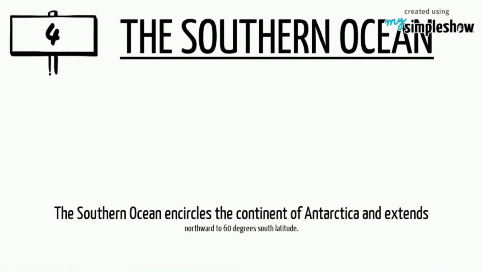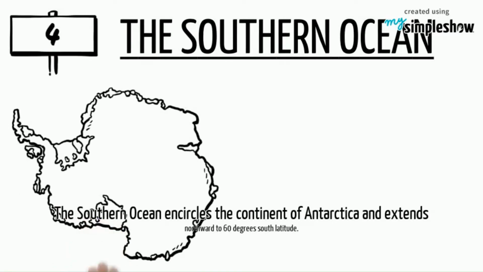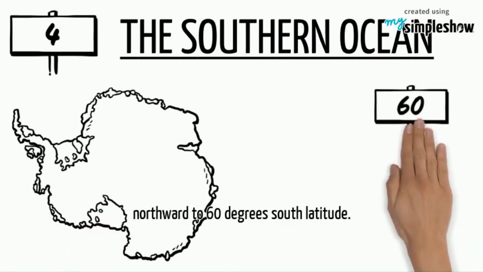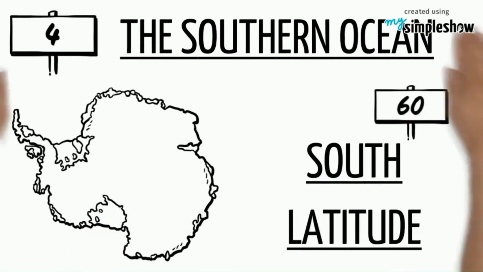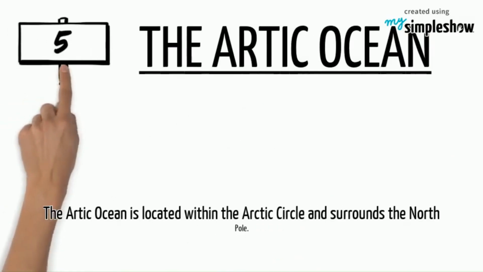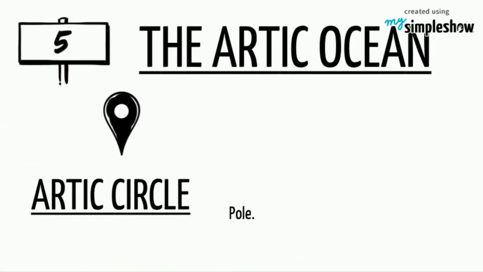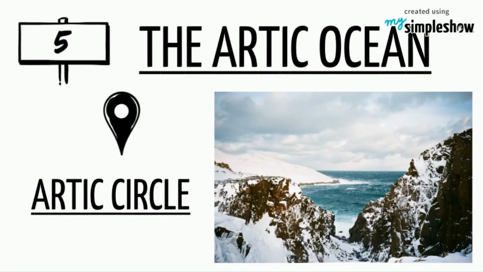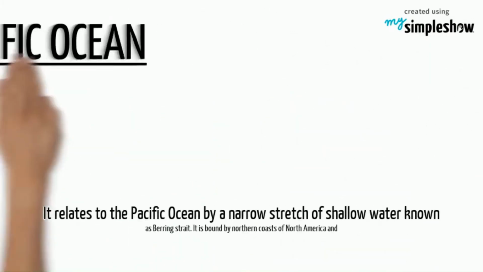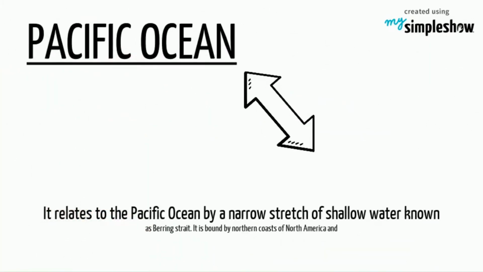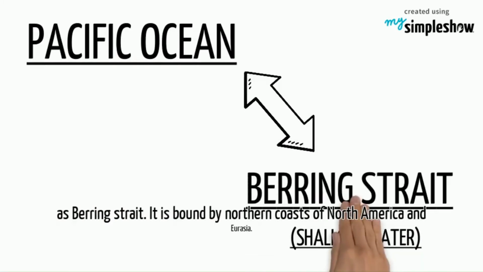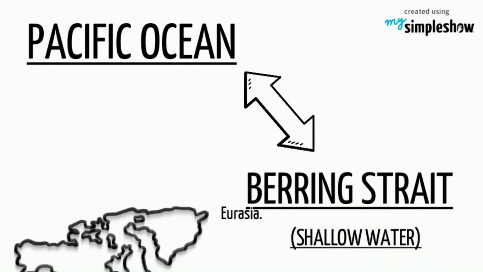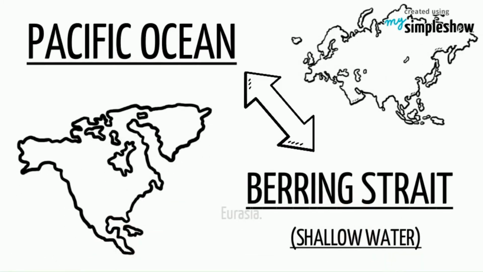The Southern Ocean encircles the continent of Antarctica and extends northward to 60 degrees south latitude. The Arctic Ocean is located within the Arctic Circle and surrounds the North Pole. It is connected to the Pacific Ocean by a narrow stretch of shallow water known as the Bering Strait. It is bound by the northern coasts of North America and Eurasia.